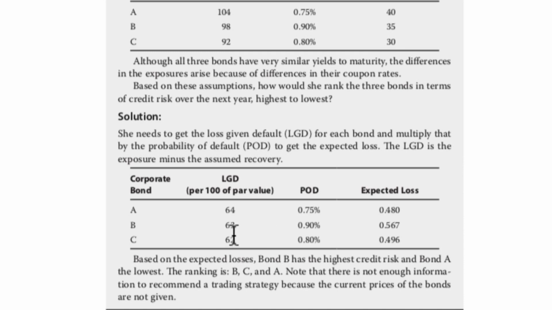So there we go: 63 times 0.9 and 62 times 0.8. Our lowest one is A at 0.48. Next would be C at 0.49. Then you have B at 0.567.